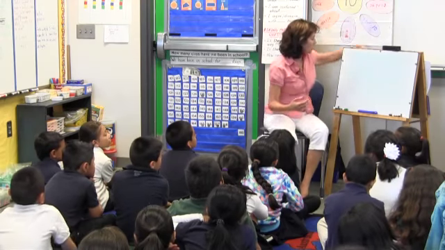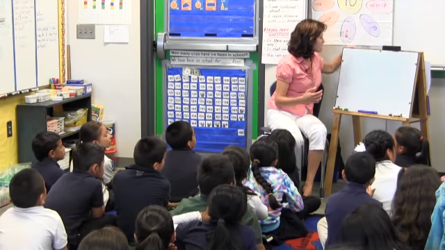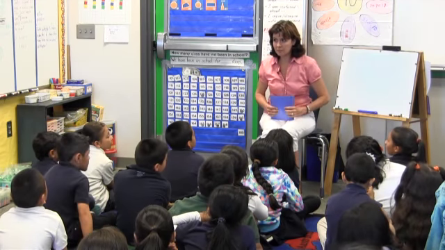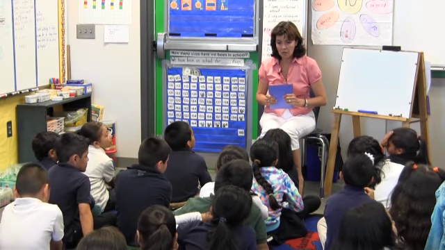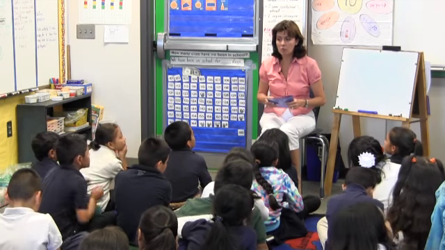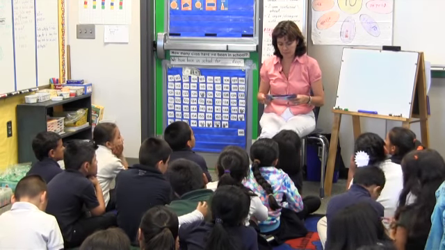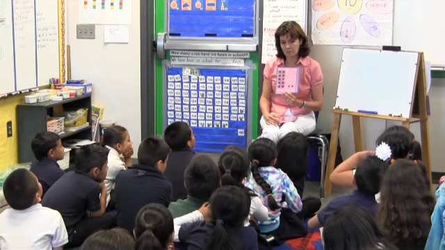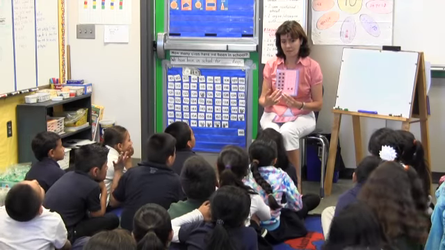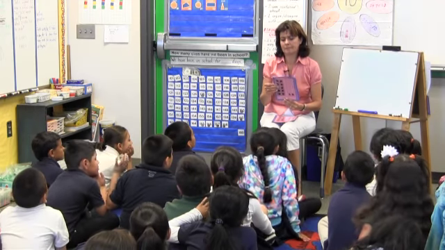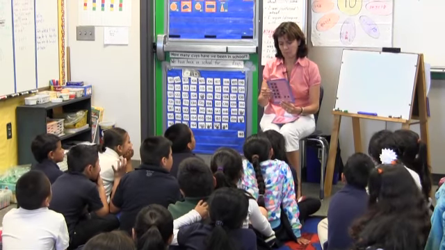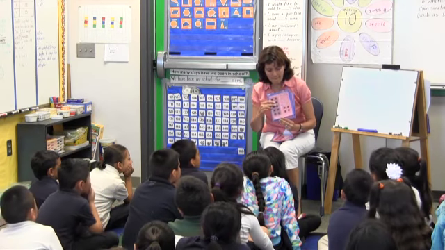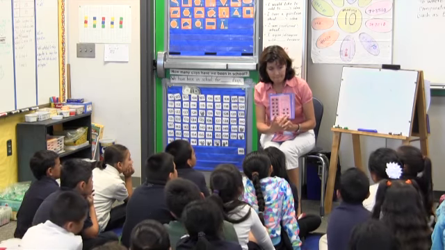Yesterday we were talking about how we're using our 10 frame pictures, and we were adding two amounts. That means putting them together. Remember, adding plus 10? 10 plus 2? 12. 10 plus 4 equals 14.